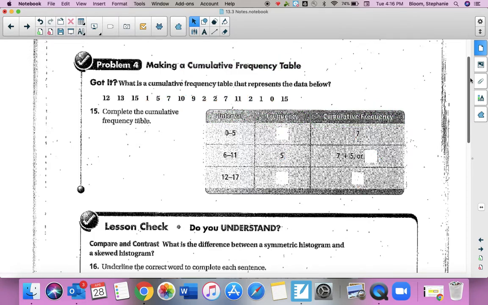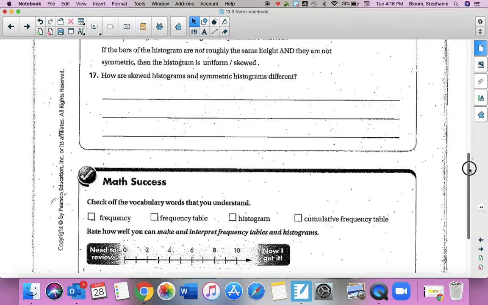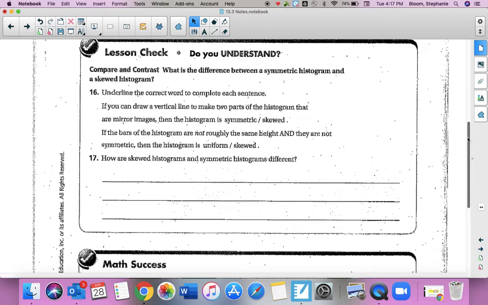Okay. Last vocab right here. It says compare and contrast. So do we understand the following? What's the difference between a symmetric histogram and a skewed? So we're talking about the difference between symmetric and skewed. Okay? Underline the correct word. If you can draw a vertical line to make 2 parts of the histogram that are mirror images, so remember, mirror images would be symmetric. If the bars are not roughly the same height and they are not symmetric, then it is skewed. Okay?